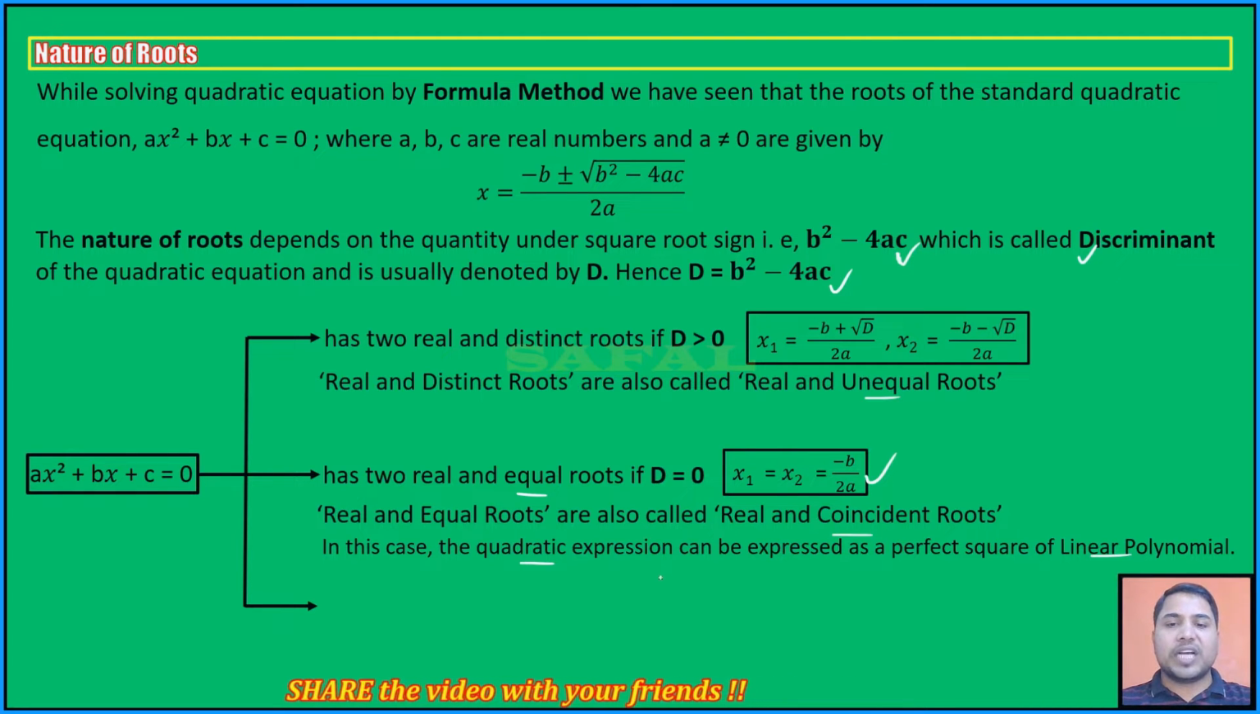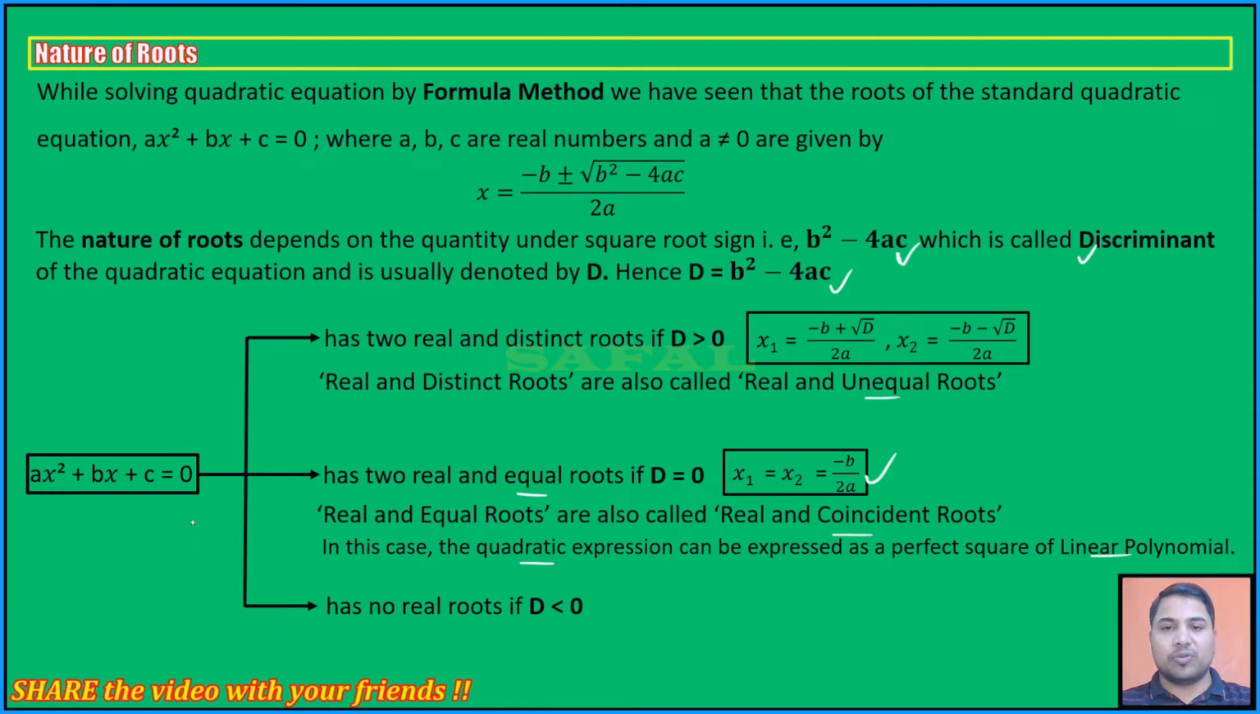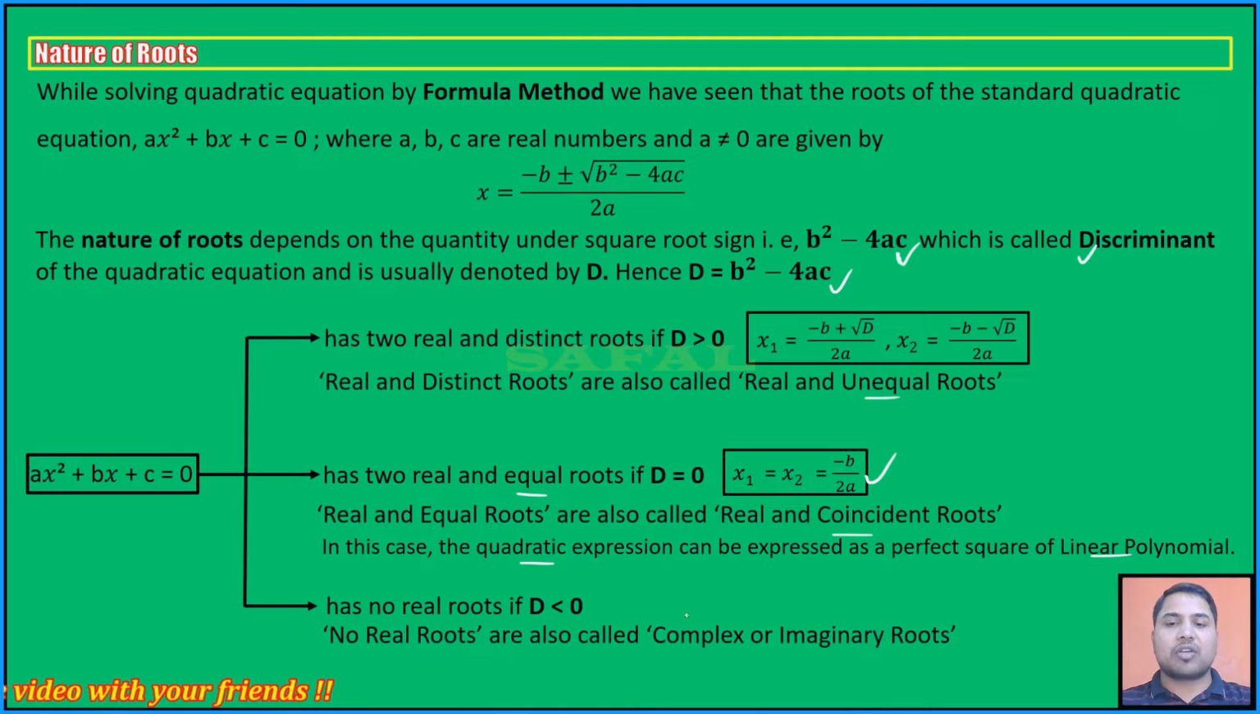The third case we have is when D is less than 0, that means D is negative. At that time the quadratic equation will have no real roots. No real roots are also called what? Complex or imaginary roots. So you will be asked to find the roots in the first two cases. In the third case, you are not supposed to write the roots. They won't ask also. The third case in detail you are going to learn in class 11th.